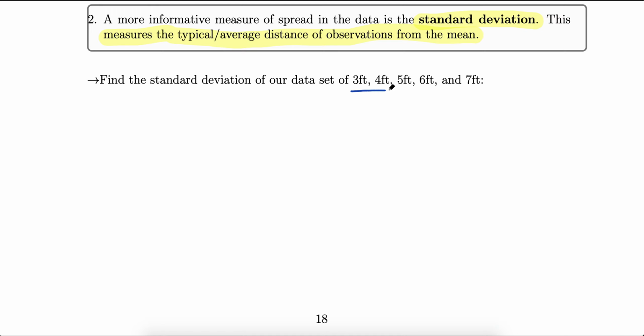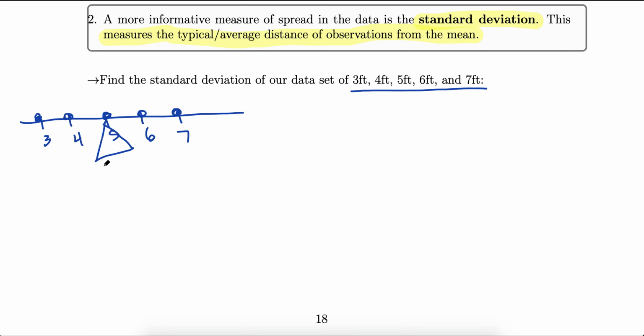So let's use our original data set here, the 3, 4, 5, 6, and 7 feet. I'm going to draw our picture as a reminder. We've got our observations at 3, 4, 5, 6, and 7 feet. And if you remember for this example, the mean is our balance point all the time, and we could easily see the mean would be here at 5 feet. So x bar, the mean of the data, is at 5 feet.